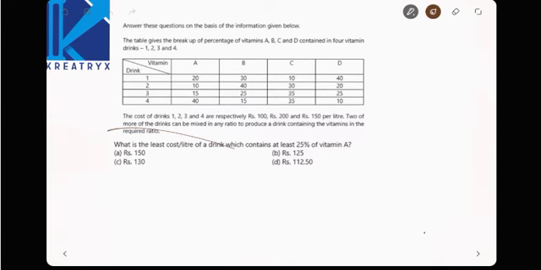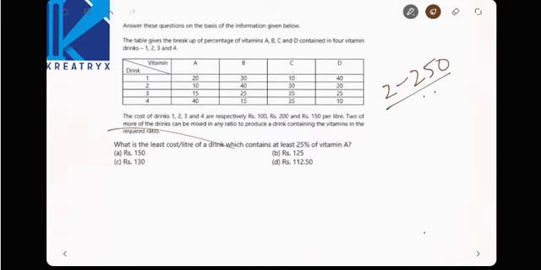The table gives the breakup of percentage of vitamins A, B, C, D contained in 4 vitamin drinks 1, 2, 3, 4. The cost of drinks 1, 2, 3, and 4 are respectively 100. Now second drink is 250. It was left in the question, sorry for that. And third drink is 200, and fourth drink is rupees 150 per liter. Two or more drinks can be mixed in any ratio to produce a drink containing the vitamins in the required ratio, right? Two or more drinks can be mixed to make a drink of similar ratio, right?